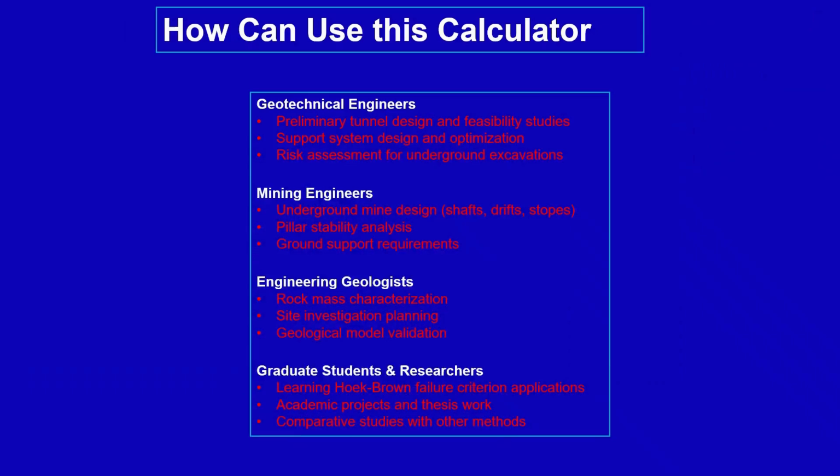In this slide, we will see who can use this calculator. This calculator can be used by geotechnical engineers, mining engineers, engineering geologists, and graduate students and researchers. For geotechnical engineers, they can use it for preliminary tunnel design and feasibility studies, support system design and optimization, risk assessment for underground excavation. Mining engineers can use it for underground mining design, shafts, drifts, stopes, pillar stability analysis, ground support requirements. Engineering geologists can use it for rock mass characterization, site investigation planning, and geological model validation.